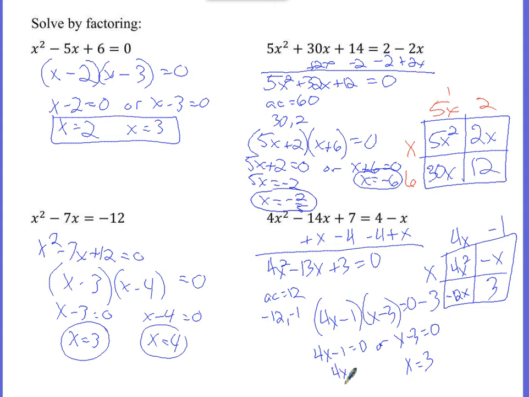This one becomes 4x equals positive 1. So then x equals 1/4. So you have your two answers here: 3 and 1/4. So again, if this was a parabola that I graphed, that parabola would cross the x-axis at positive 1/4 and also at positive 3.